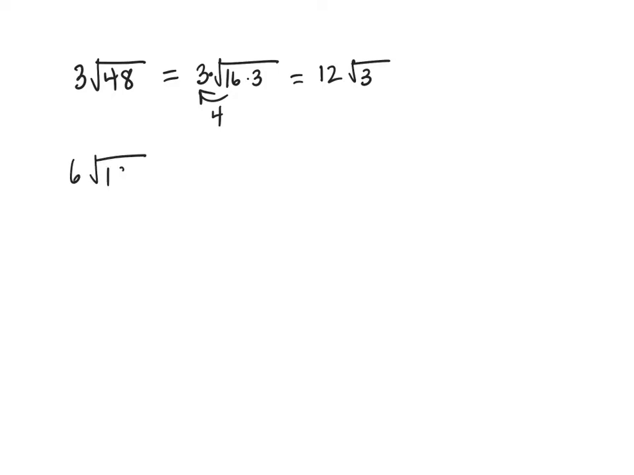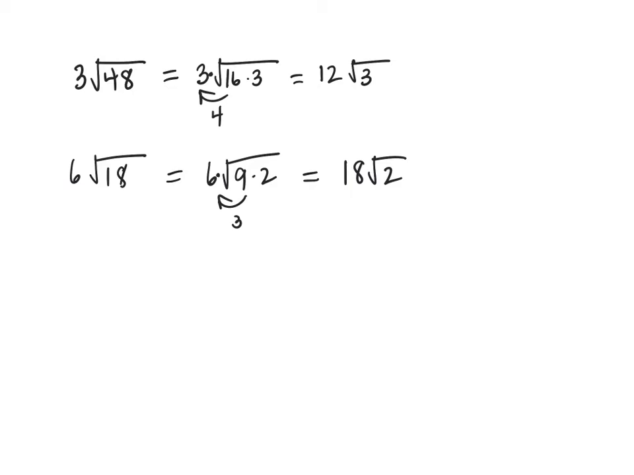If I said simplify 6 root 18, the largest perfect square in 18 is 9. 9 times 2. The square root of 9 is 3. I can take that 3 out front. And remembering that there's multiplication there, 3 times 6 is 18. 18 root 2 then is my answer.